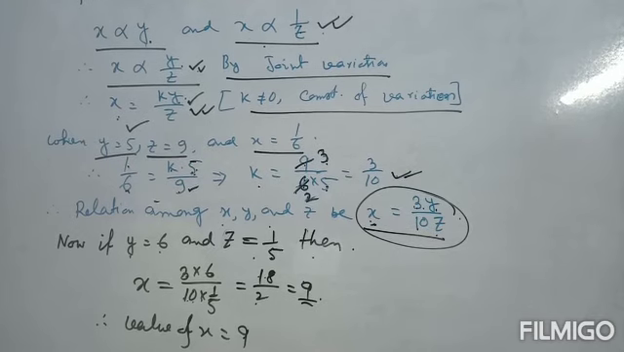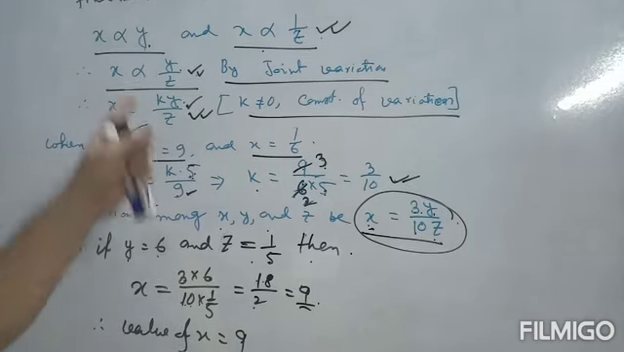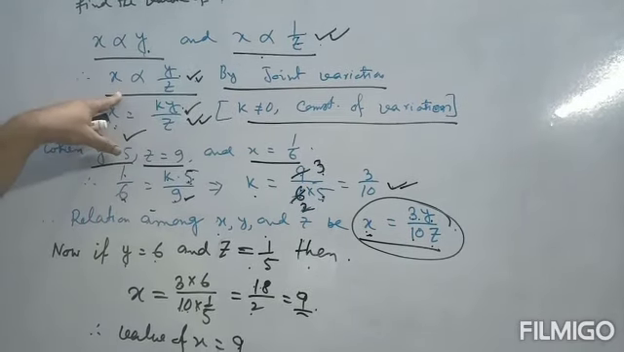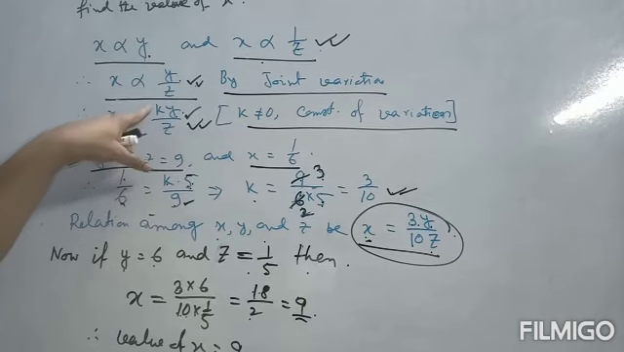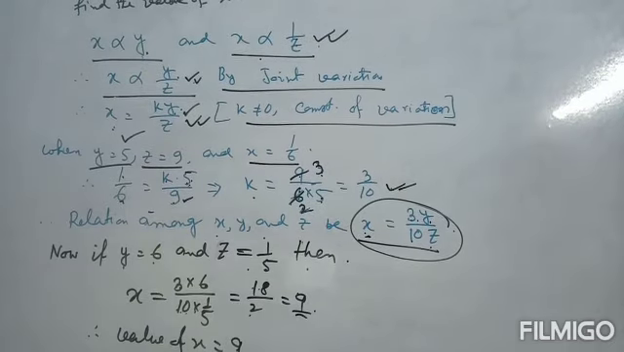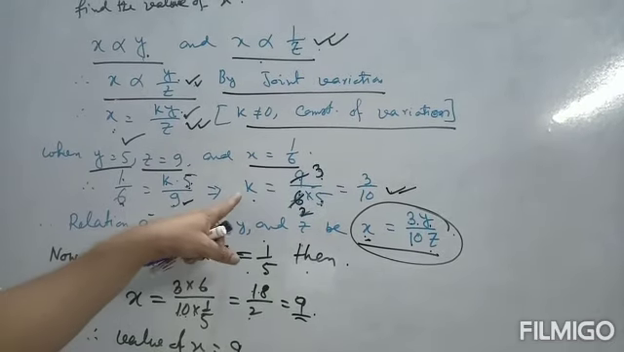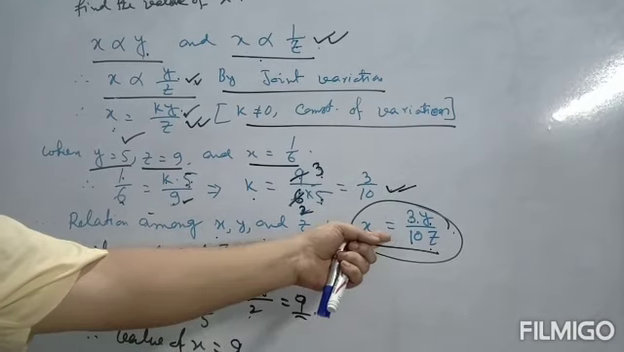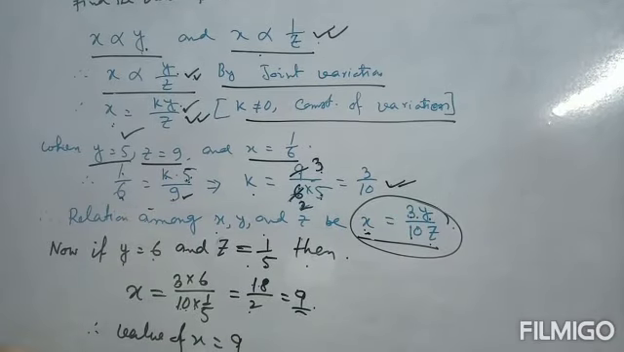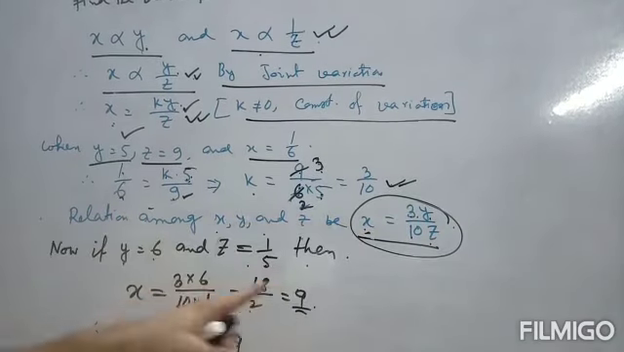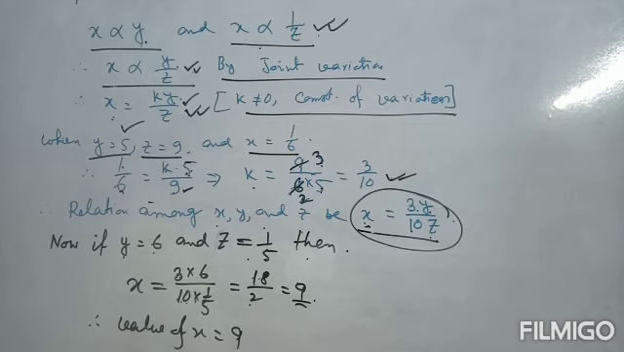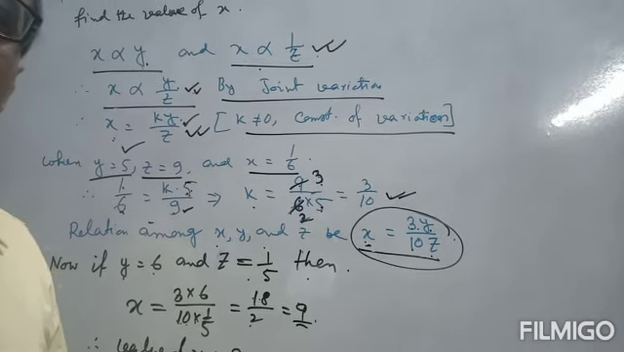So very simple. Now the second part is very simple. First, use the joint variation. X varies as Y, X varies as 1 by Z, so X varies as Y by Z. Then we can write X is equal to KY by Z, where K is the constant of variation. Then put the value of Y, Z and X, we get the value of K. Now put the value of K, we get the relation among X, Y and Z: X is equal to 3Y by 10Z. In the next part of the question, using this relation, put the value of Y is 6 and Z is equal to 1 by 5. We get the value of X is 9 after simplification. Okay.